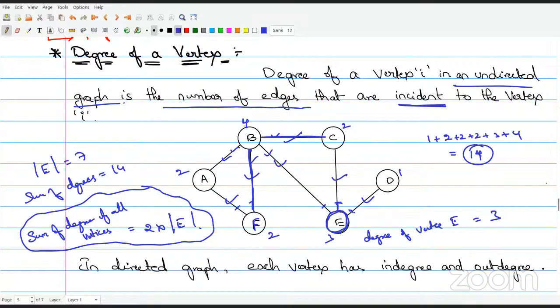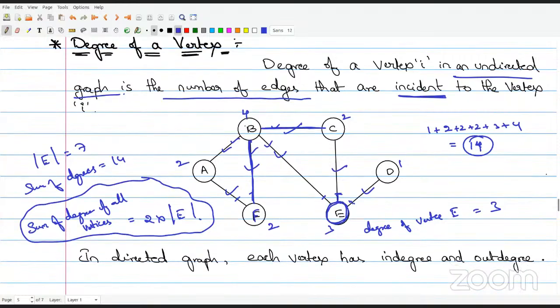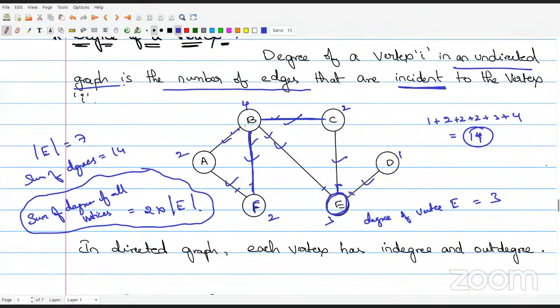Degree is very simple. You have to count the number of edges that are incident to that particular vertex. And degree is referred to a vertex in a graph. Okay, there is no degree of a graph. So degrees are always computed for each and every vertex.